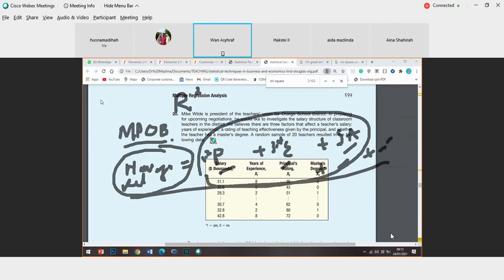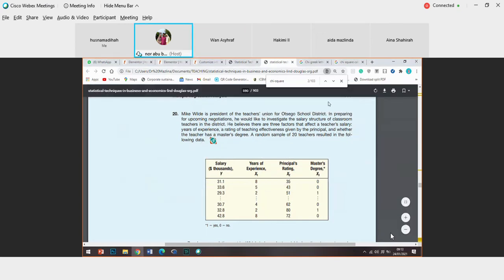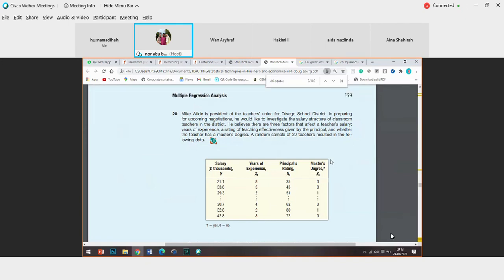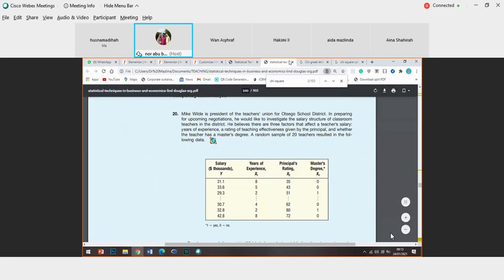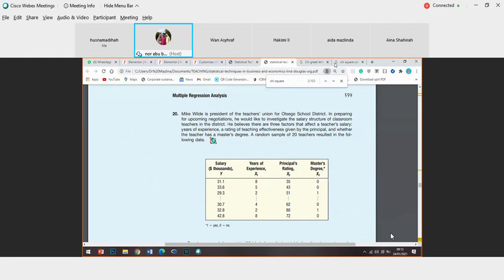Ada yang lain-lain juga. Sebab kadang-kadang kita cari data, lepas tu macam data tu menarik, tapi kita lupa yang kita buat multiple linear regression. So, for multiple linear regression, you should have in mind what is Y, what is X1, what is X2, and so on. Okay?